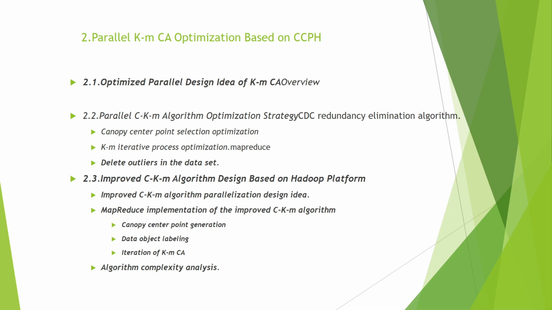Algorithm complexity analysis. Using Canopy to optimize KM, the initial selection of cluster centers will be more reasonable, which solves the situation where KM often has good local effects but poor global effects, and its number of iterations will be reduced accordingly. It can be seen that the parallelized CKM can further improve the execution speed of KM, especially when the amount of data to be processed increases.